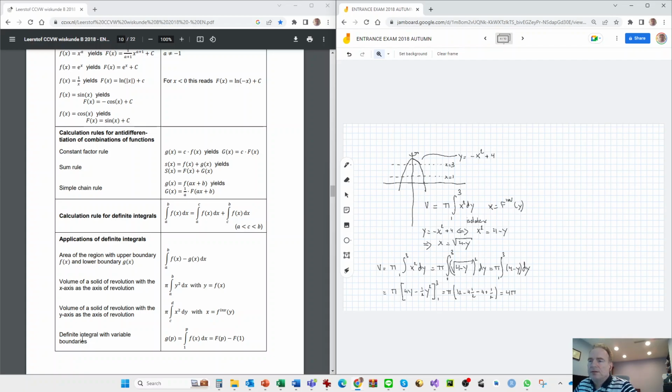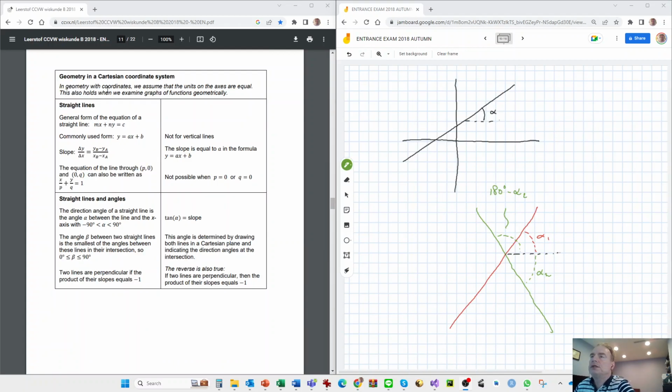The last point I don't think is very important. Moving to geometry. First, straight lines. This here is a general form of a straight line, which you can easily write in this more commonly used form: y is ax plus b, except if the line is vertical. Now, in this form, a is the slope of the line, and the slope is the increase in y you get for an increase in x.